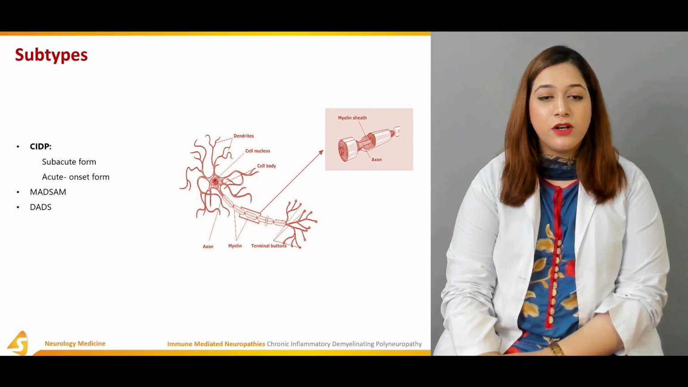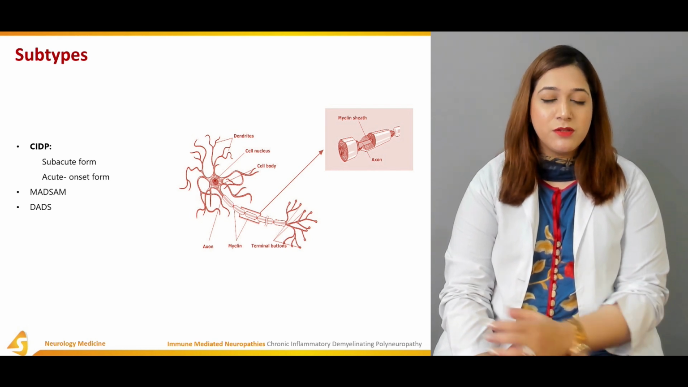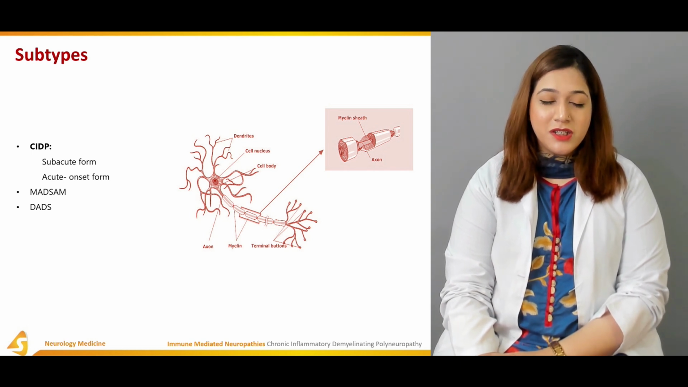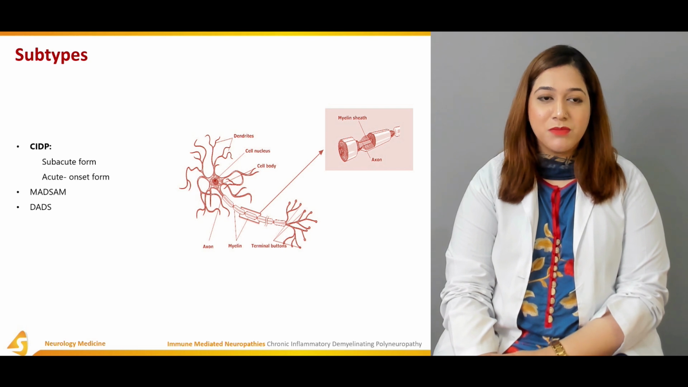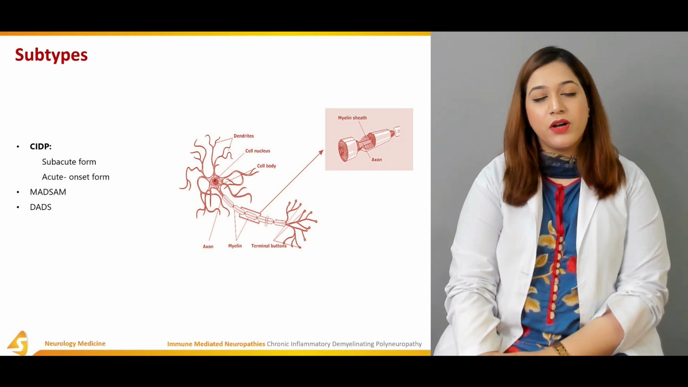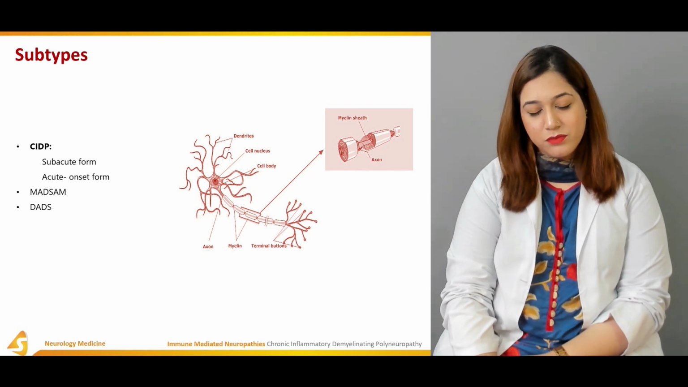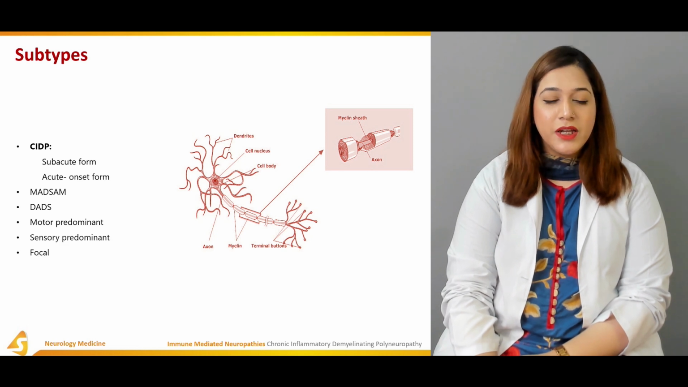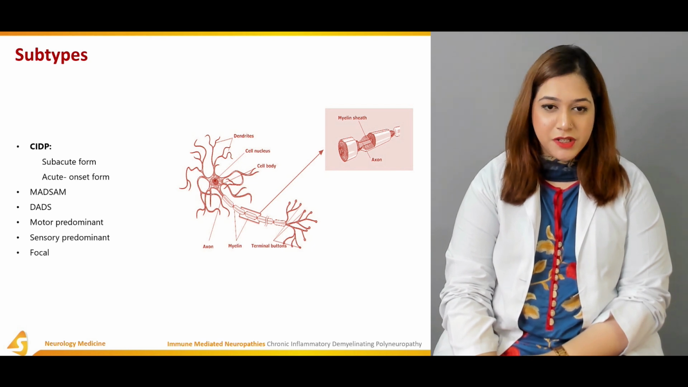Another rarer variant of CIDP is DADS, also called distal acquired demyelinating symmetrical neuropathy. This variant involves distal segments predominantly, and sensory fibers more commonly than the motor fibers. It usually occurs in only about 5% of the patients. Now, there are certain motor predominant, sensory predominant and focal expressions of CIDP, as much rarer entities.